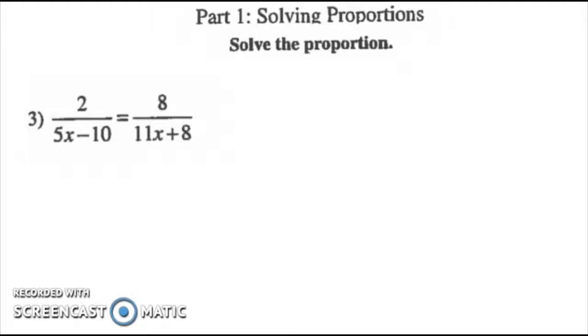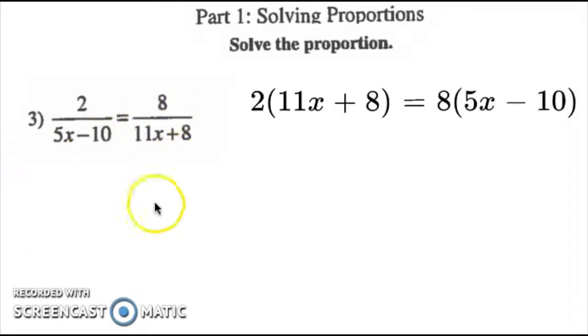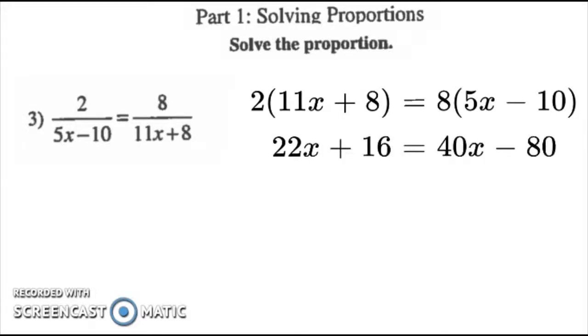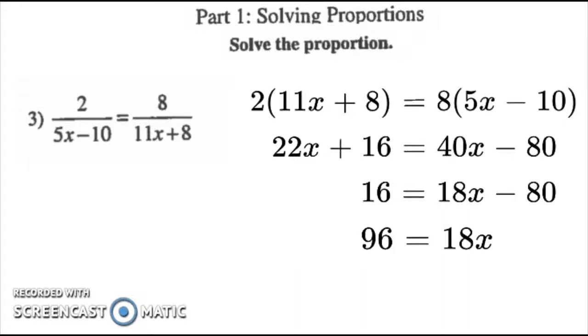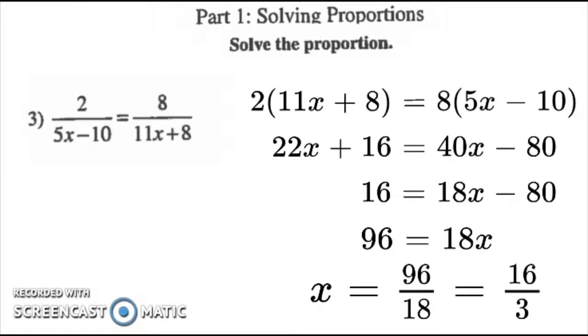Going to number 3, same idea. We cross multiply. So we have 2 times 11x plus 8 equals 8 times 5x minus 10. So we distribute and we get 22x plus 16 equals 40x minus 80. I would subtract 22x from both sides and get 16 equals 18x minus 80. Then add 80 to both sides and we get 96 equals 18x. So then x would equal 96 over 18, which reduces to 16 over 3. And that is number 3.